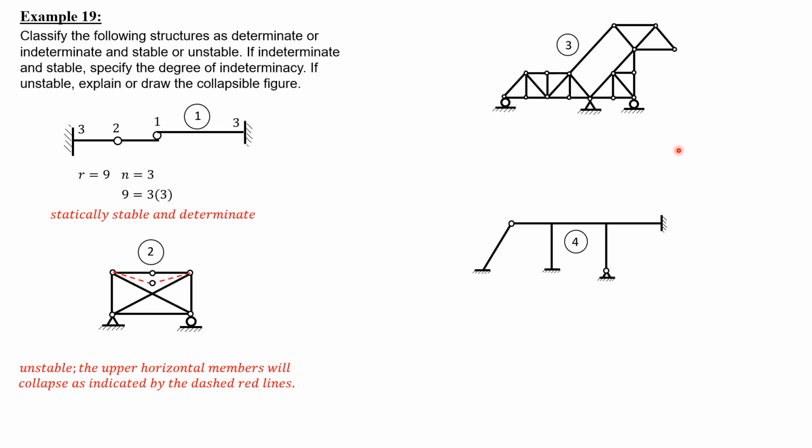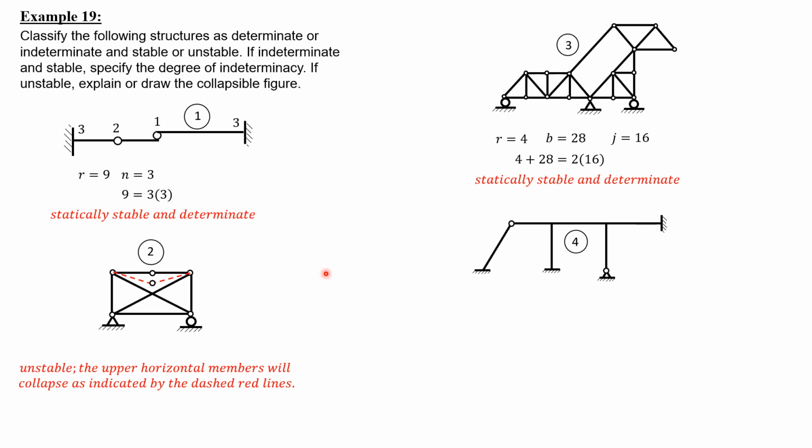So 32 is equal to 2J. The criterion is R plus bars equals 2J. If that is satisfied and the truss is both internally and externally stable, then we say that this truss is statically determinate and stable. So R is 4, bars is 28, and J is 16. So 4 plus 28 equals 2 times 16. Therefore, the truss is statically stable and determinate.